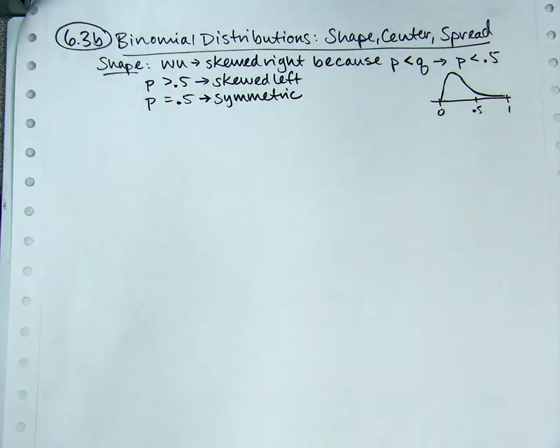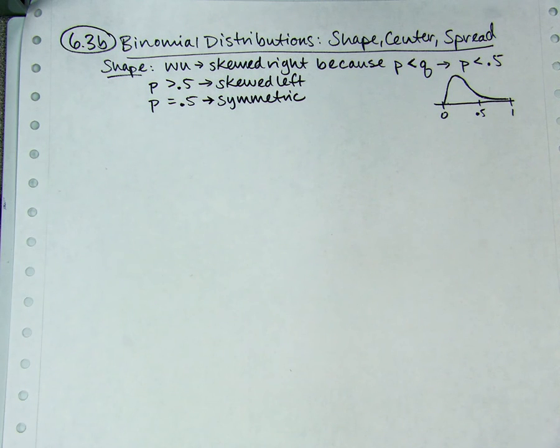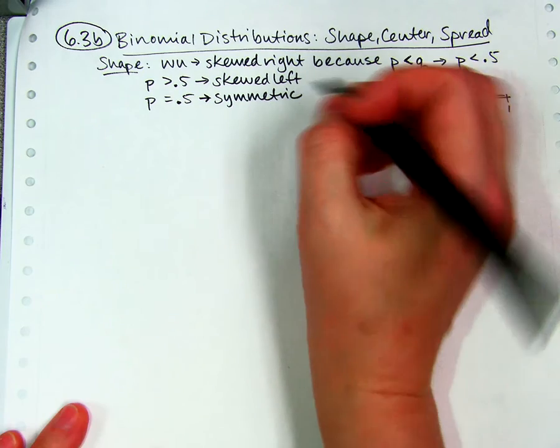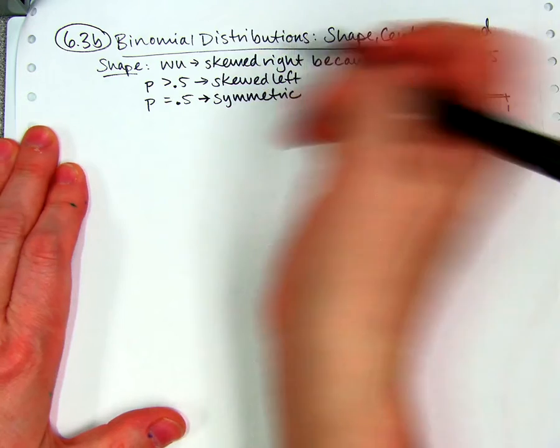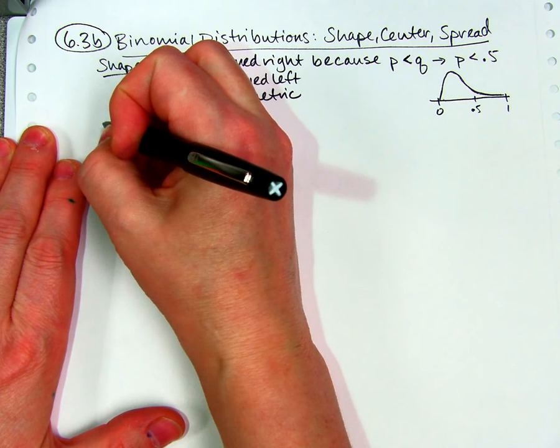In fact, it's symmetric and mound-shaped, but that mound might be different depending on how many possible outcomes there are, how many different possible outcomes is a good enough word for it. All right, so that's the shape, kind of logical, common sense. Center.